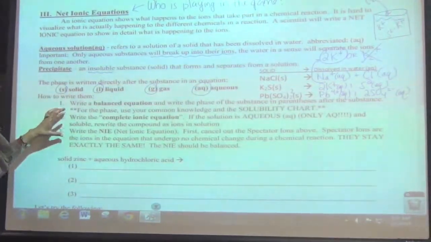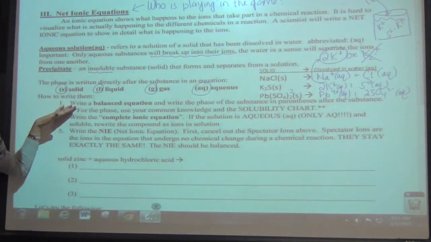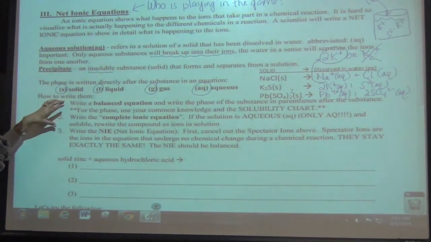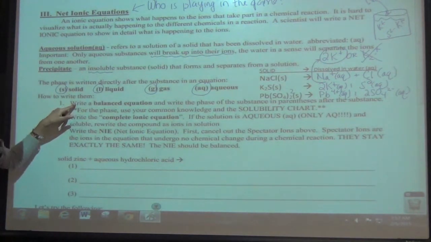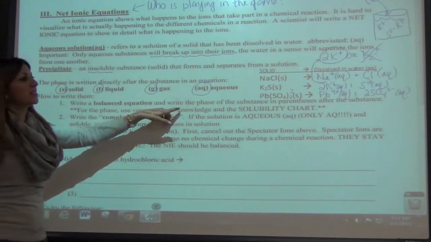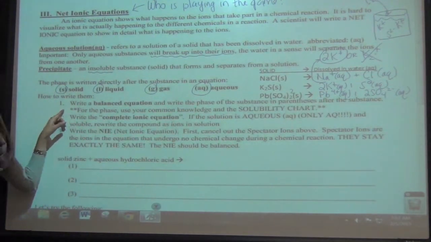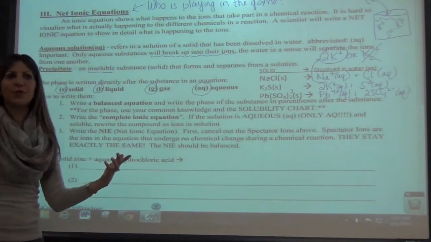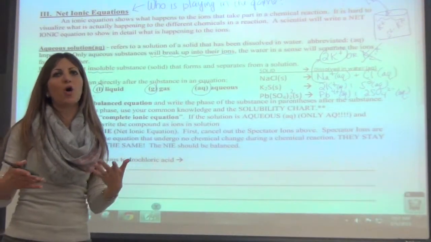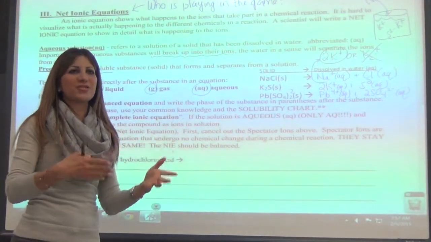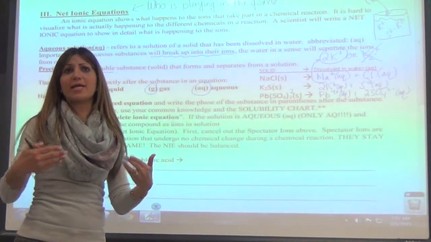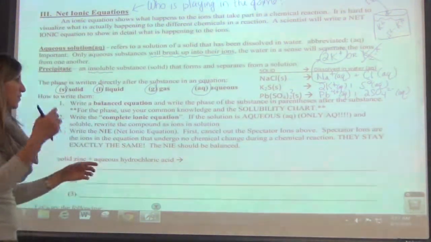All right, so back to the notes. The first thing we're going to do is just explain how we're supposed to write these. So you're going to write a balanced equation, which we know how to do. You're going to write the phases of the substances in parentheses after the substance. Now, typically, your reactants will be given to you. It'll tell you whether it's aqueous because you need to know, was there water involved or was it just a solid? So it'll tell you in the beginning whether it's a gas or if it's aqueous or something like that.